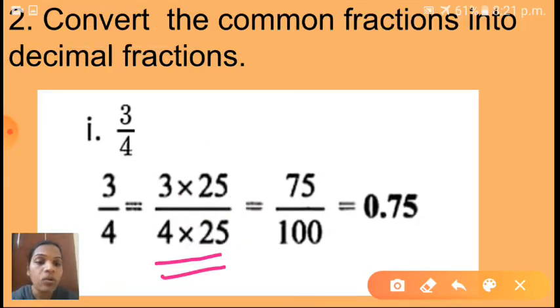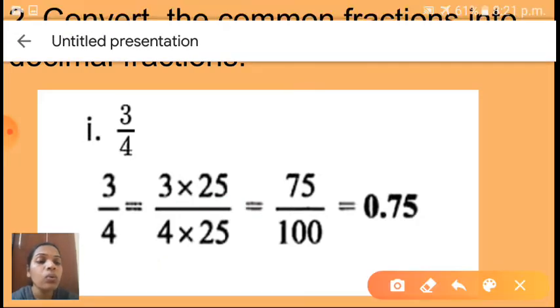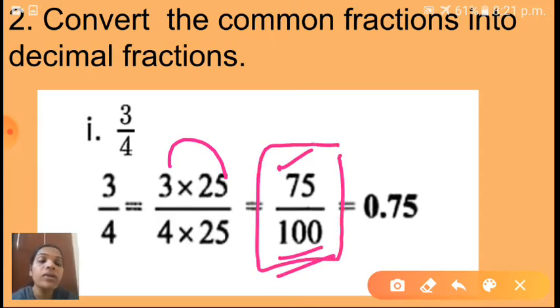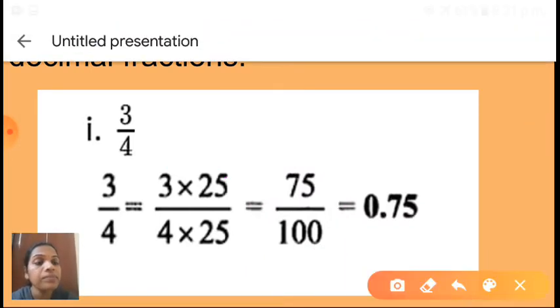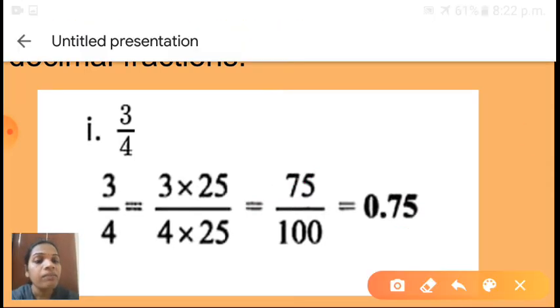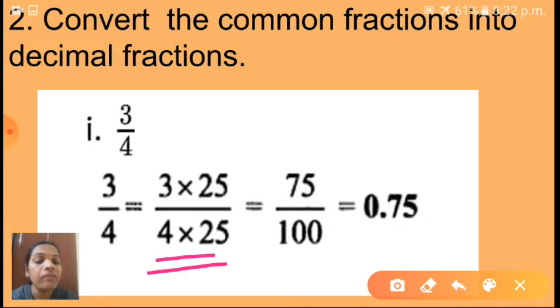Yes, 3 upon 4 into 25, 3 into 25. Okay children, now it's so easy, you have to multiply and write. 3 25s are 75 and here 100. So now this number you can convert into a decimal fraction. Isn't it children? Yes. See here, in the denominator how many zeros are there? 2 zeros are there. And here how many digits? 2 digits. So how do you have to convert? 0.75. Okay children?